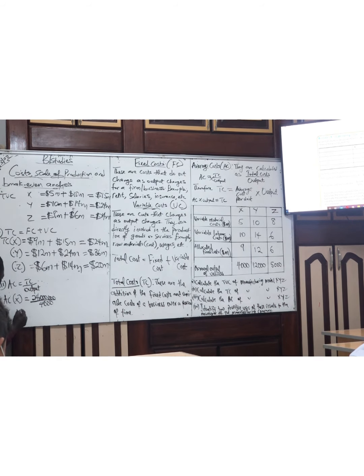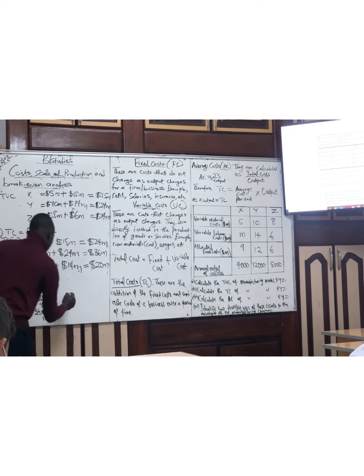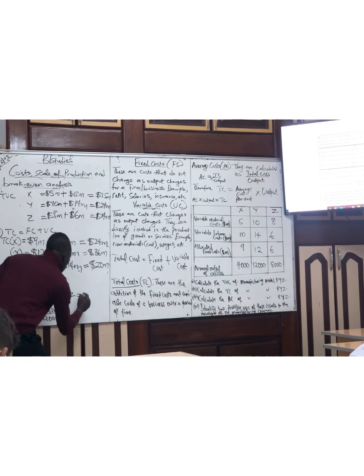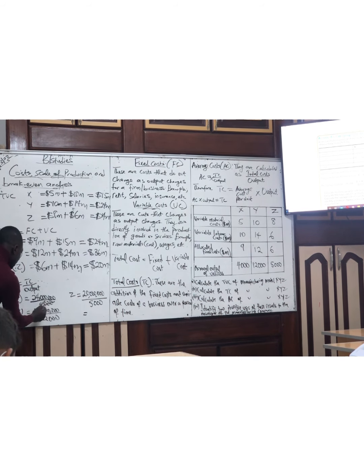Then for Y, TC of Y, 36 million, over what? 12,000, okay? Then for Z, TC, 20 million, right? Yes. Over 5,000, right? So Z will be this. So here, it's 6,000.